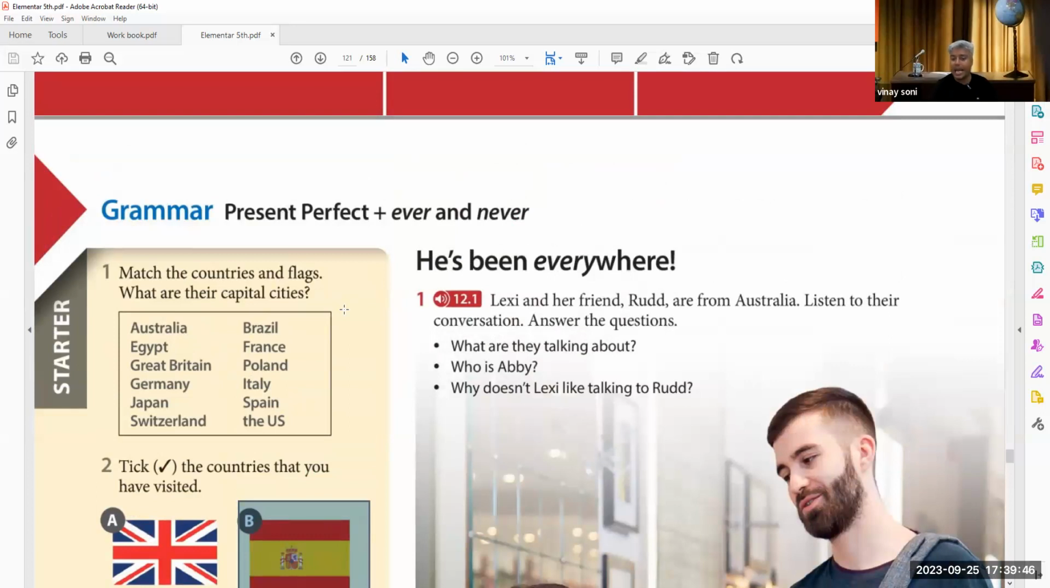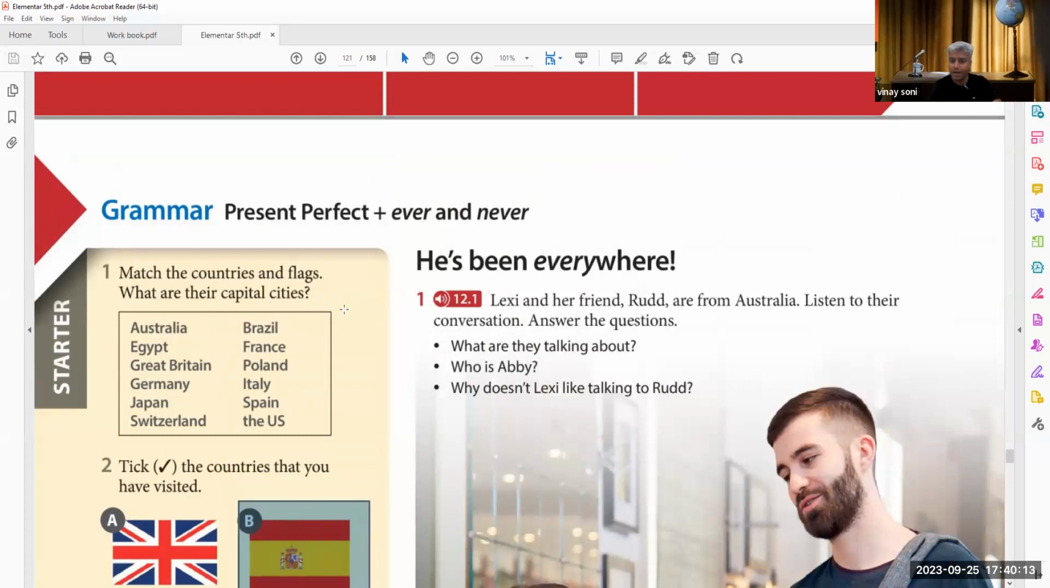Now, he's been everywhere. Take a look at the way every is written. Every is written in a different way. Look at the whole sentence. He's been everywhere. An exclamation mark. It means we are going to read this with extra emotion on the word every. He's been everywhere.